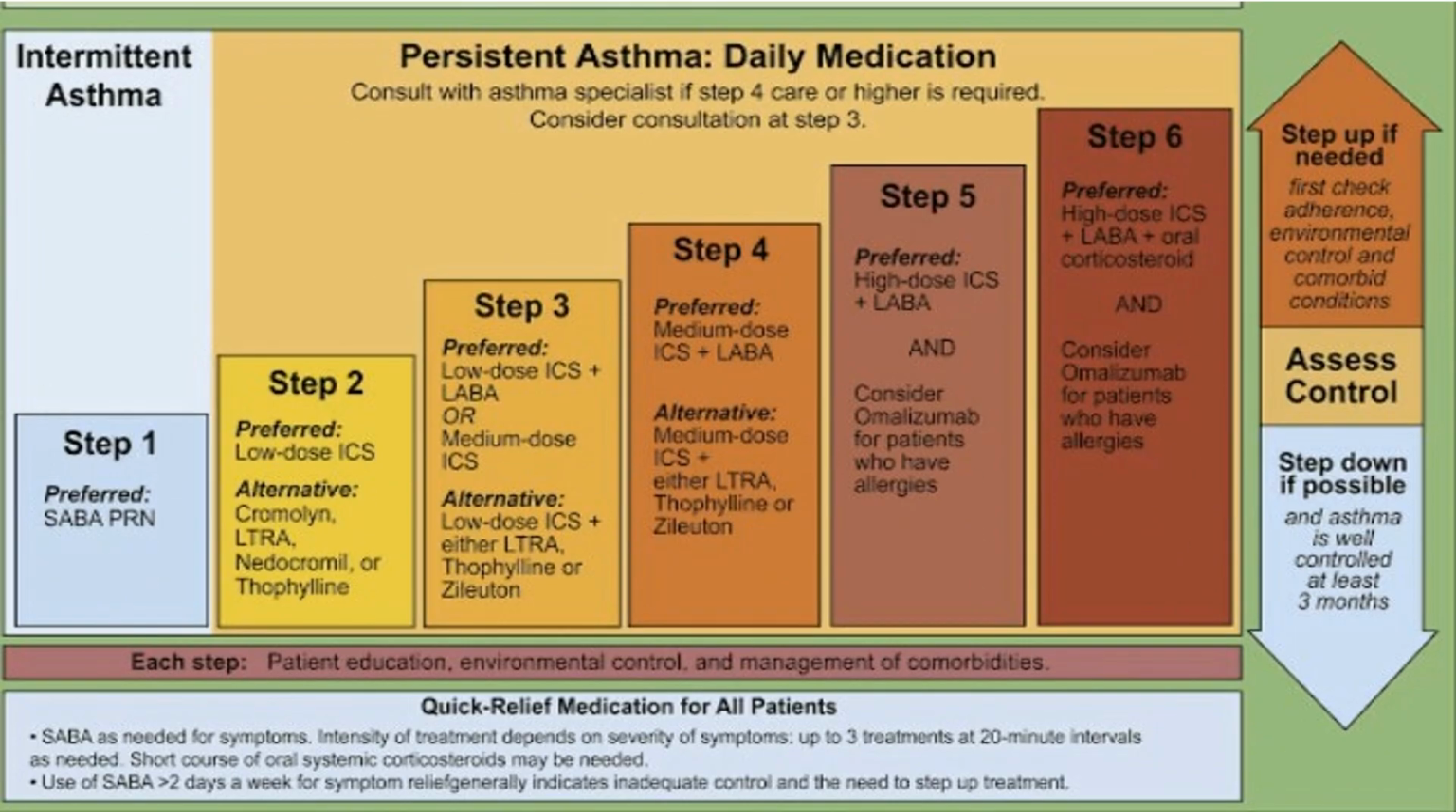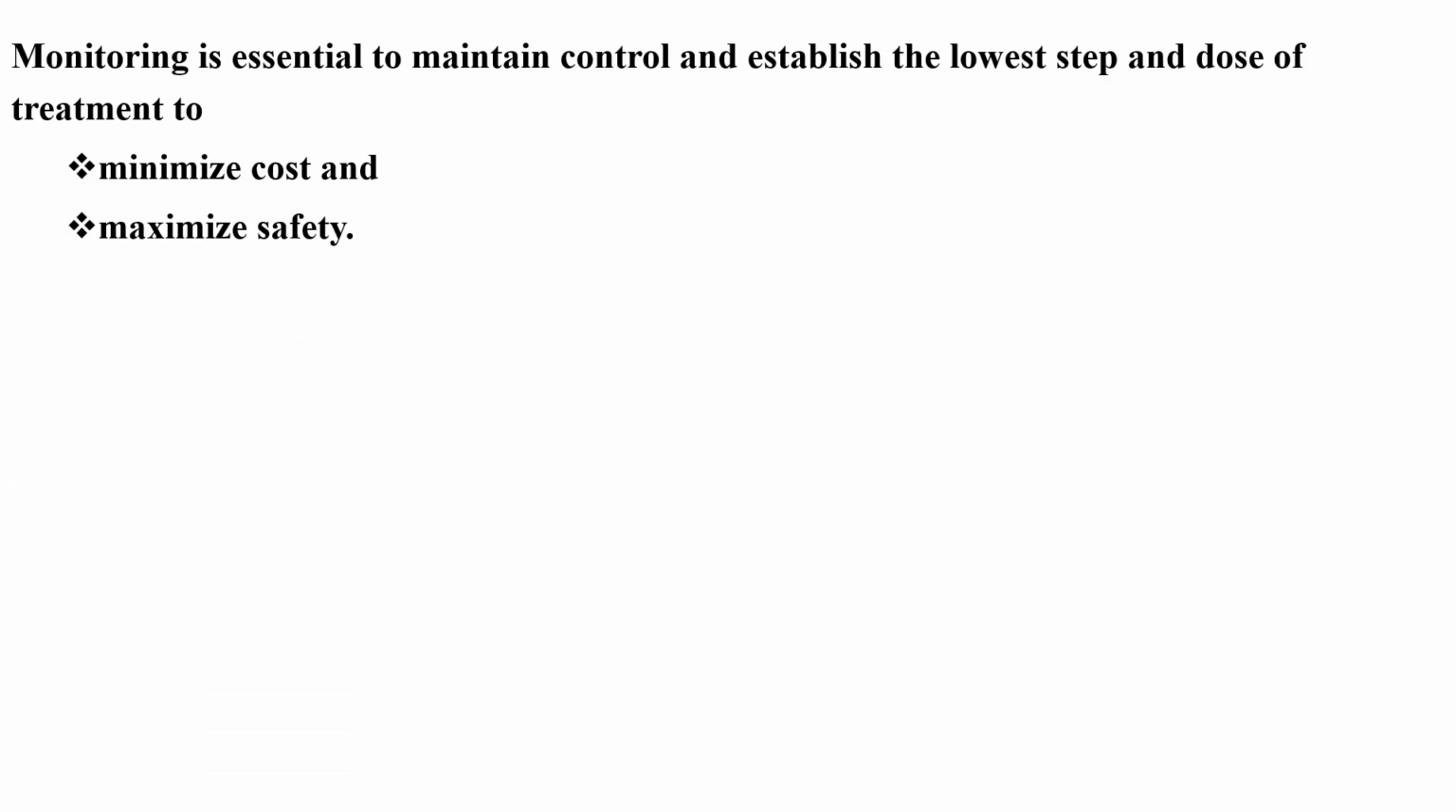This table shows the 6 steps of asthma treatment based on severity, from step 1 to step 6. Monitoring is essential to maintain control and establish the lowest step and reduce treatment, to minimize the cost and maximize safety.